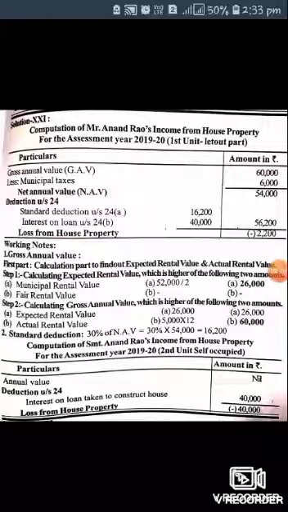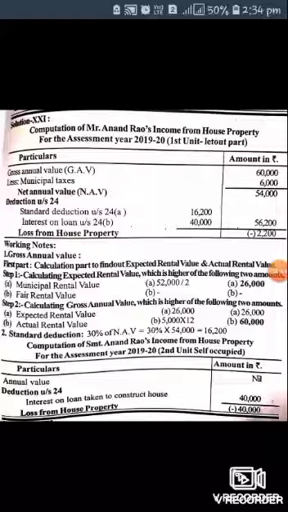First, the gross annual value. First, the calculation of expected rent and actual rent. The municipal rental value is given. So the total house value is 52,000. This has to be divided into two parts because the house consists of two parts. One part is used by the owner and one is let out. So after dividing by 2, the municipal rental value is 26,000.